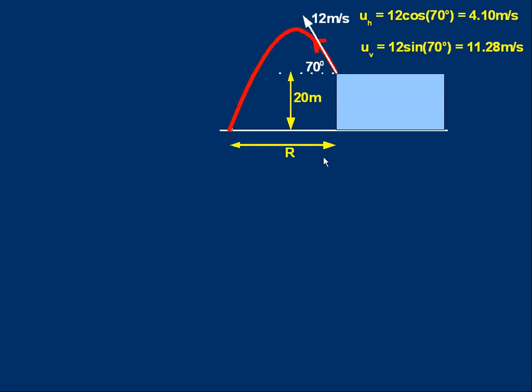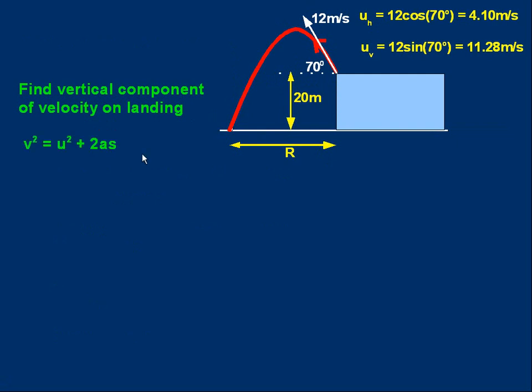Let's find the vertical component of velocity on landing. When we launch the thing, it's going upwards at 11.28 meters per second. When it lands, it will be going downwards faster than that because it's got some extra distance to fall. It will gain some kinetic energy, losing potential energy. To find the vertical component, let's use another suvat equation: v squared is u squared plus 2as, where v is the final vertical velocity. Again, don't forget we're only thinking about the vertical components of velocity. We're ignoring the horizontal motion.